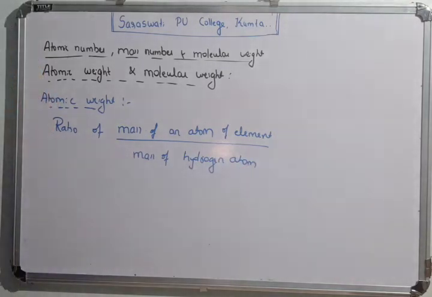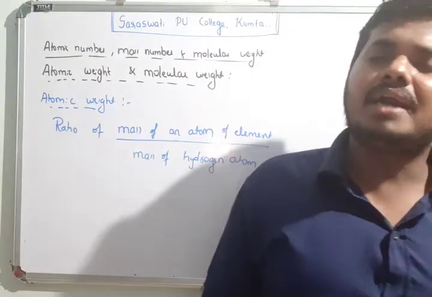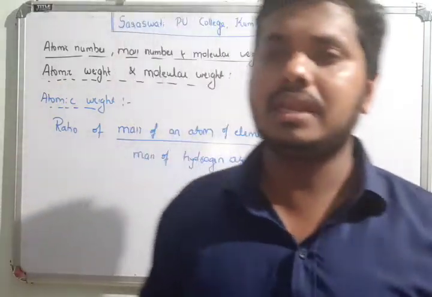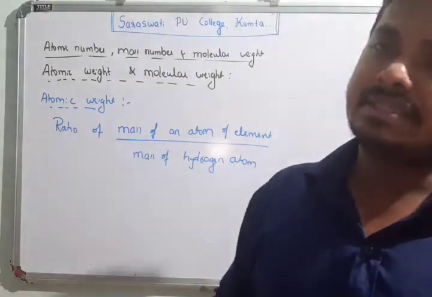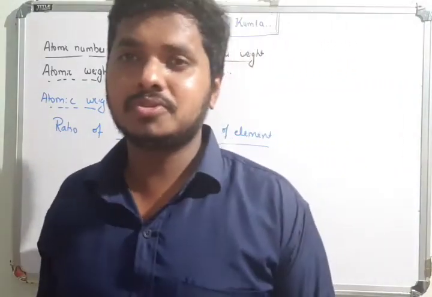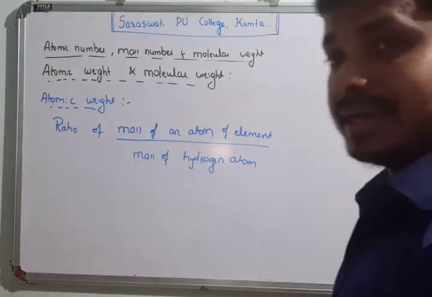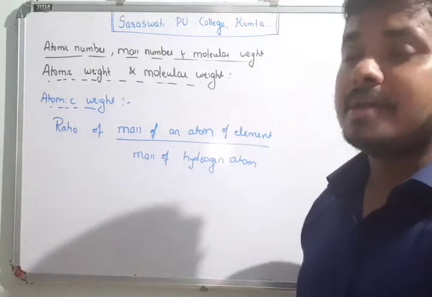So what is this now? This is actually the ratio. We say that the atomic weight or mass number of carbon is 12. Mass number we understand: the total count of protons plus neutrons. But what is this now? I told you that both values will be the same, but there's a small difference.